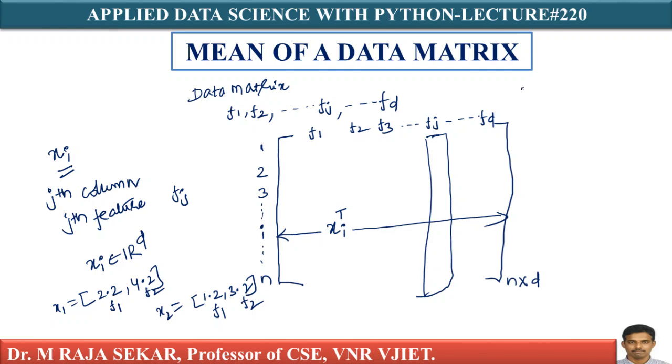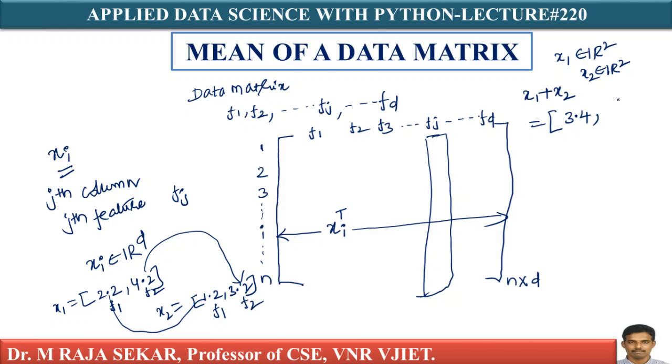Now how can I calculate x1 plus x2? This you must remember. Here your x1 belongs to R2, and in a similar manner, your x2 also belongs to R2. Now what I need is component wise addition. X1 plus x2, that is 2.2 plus 1.2, which is essentially 3.4. Again component wise addition, 4.2 plus 3.2, that is 7.4. It is simple, straightforward. This is the sum of two vectors. This is component wise sum.